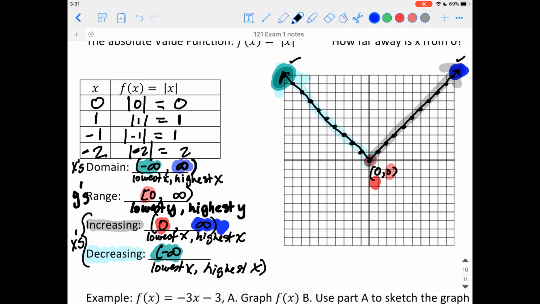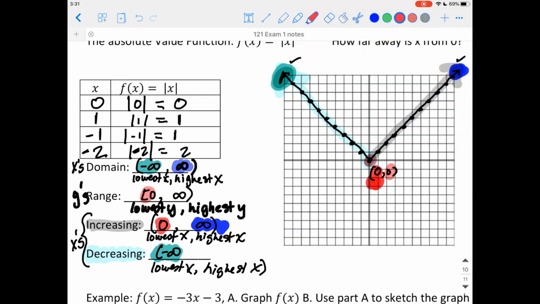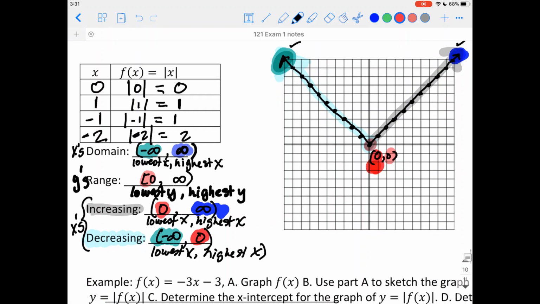And my highest x is at the same red right here. And so it's going to be comma 0. And it's going to be a parentheses. Always. So for increasing and decreasing, when you have numbers, you're going to put parentheses around them all the time. And for infinities, you're going to put parentheses around them as well.